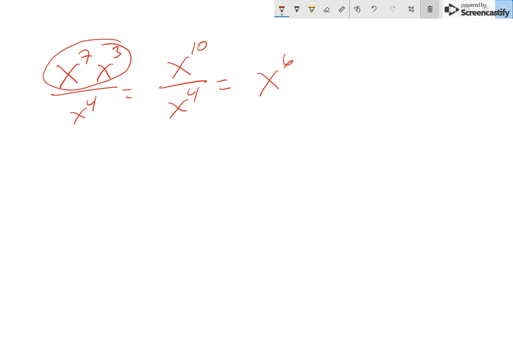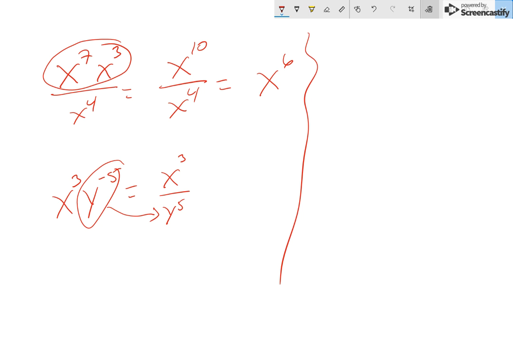Another rule I want to review is negative exponents. What if I had something like x to the third, y to the negative 5? I'm going to write that as x to the third over y to the fifth. Right? The negative exponent just brings the number or the letter to the bottom. I'm reviewing with letters, but technically it can be done with numbers. As an example, 3 to the seventh times 3 to the third over 3 to the fourth. Notice I just changed the x for 3. That is 3 to the sixth.